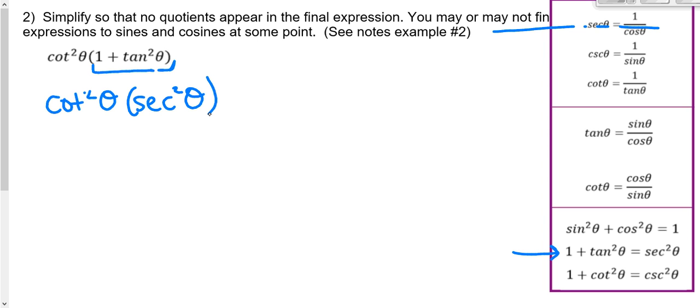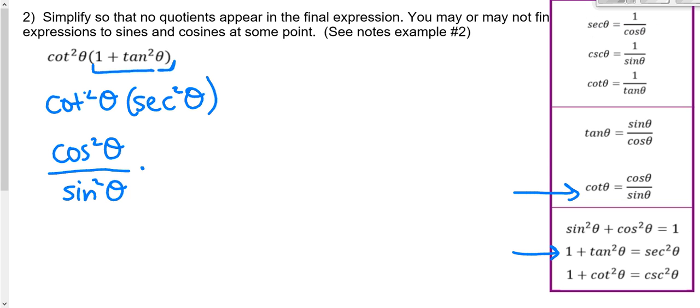So that looks simpler already. Now would be a good time to change to sines and cosines. So cotangent squared theta, let's use this one and square the top and square the bottom, and we would get cosine squared theta over sine squared theta. And for secant squared theta, we're going to use this one, secant theta equals 1 over cosine theta, and just square it, and then we get 1 over cosine squared theta. So notice that we have a cosine squared theta on the top and the bottom, so we can cancel that, and what we're left with is 1 over sine squared theta.